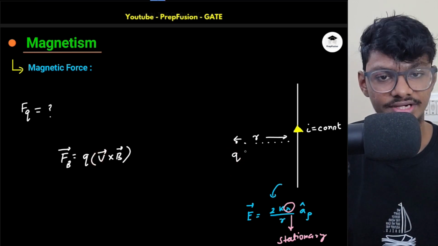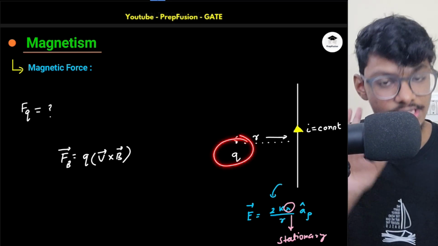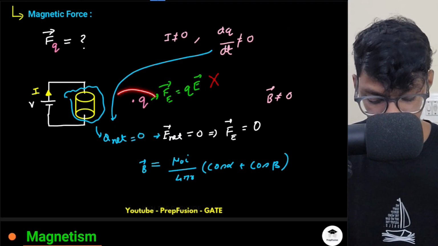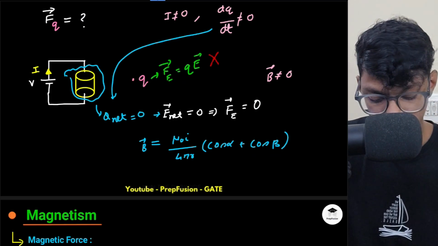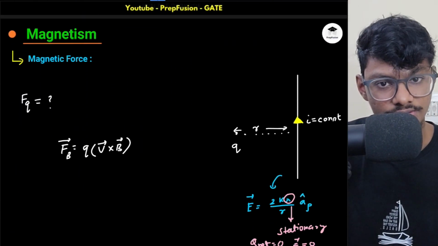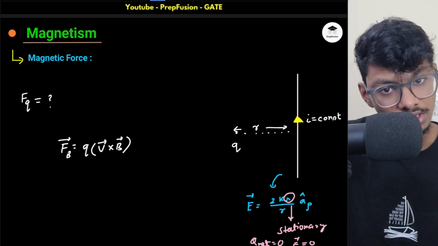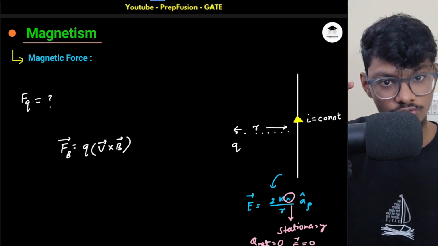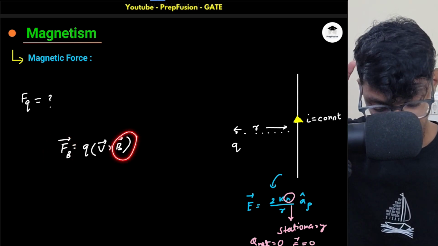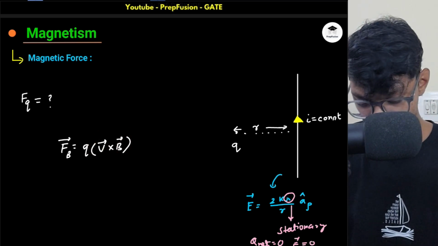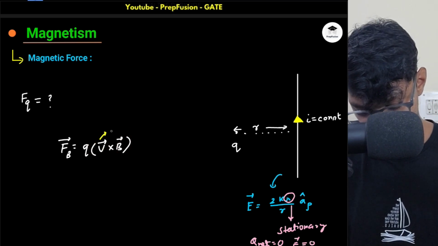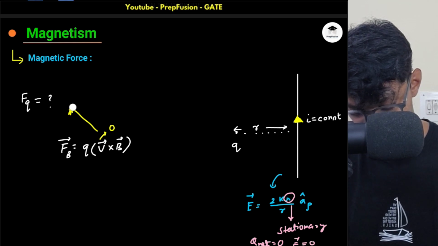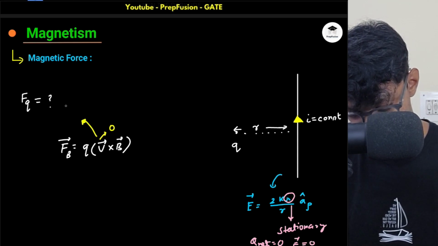If this charge is stationary, there will not be any force. So if I had asked you, I have just placed the charge Q over here, what will be the net force on this charge? It will be 0. Reason 1, as the electric field is 0. Reason 2, although the magnetic field is not 0, the velocity of the charge is 0. Hence, overall the force on the charge, if it is at rest, will be simply 0.